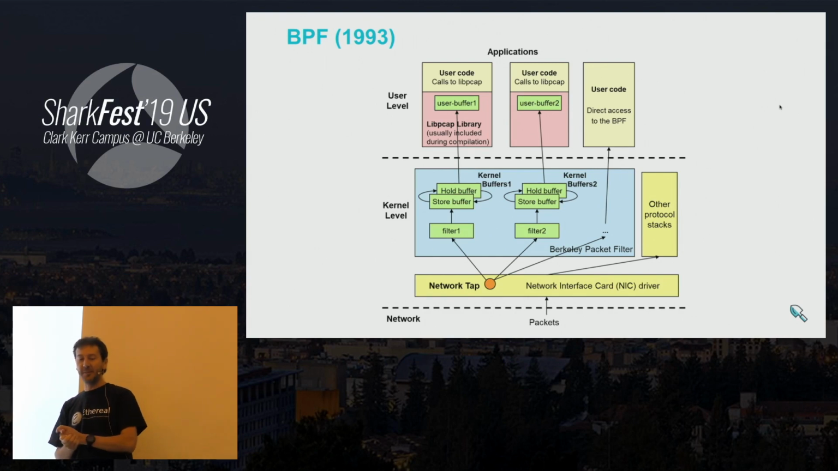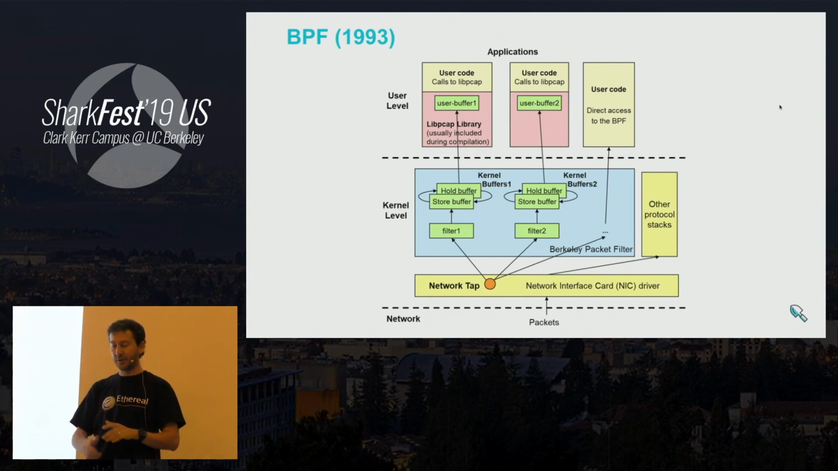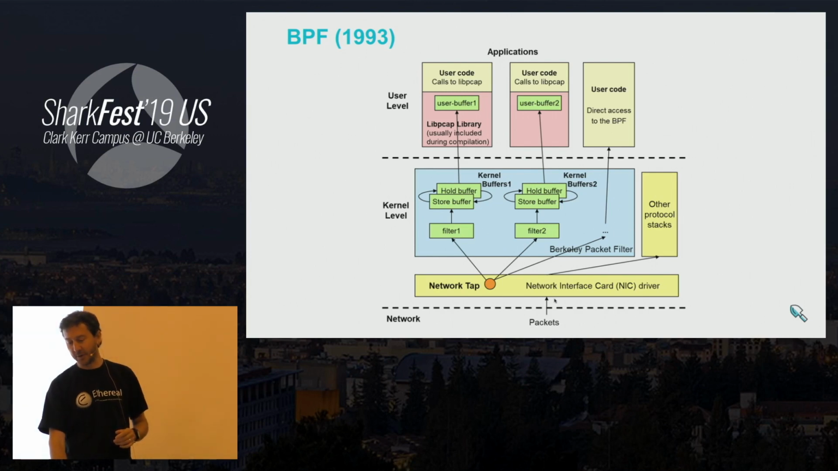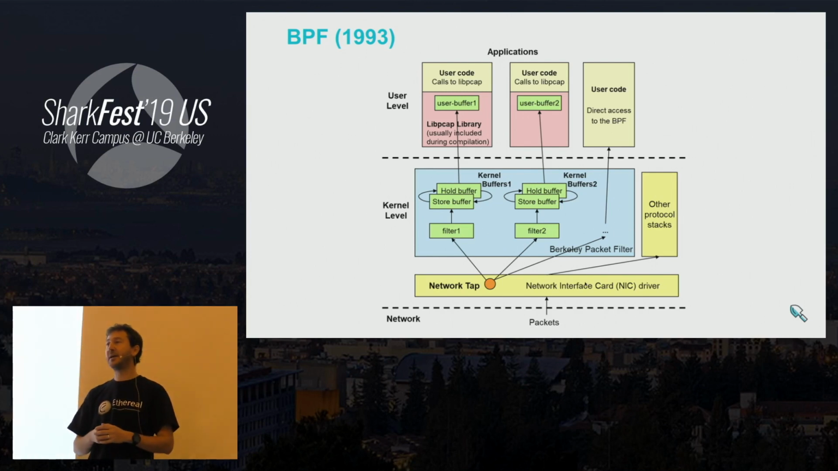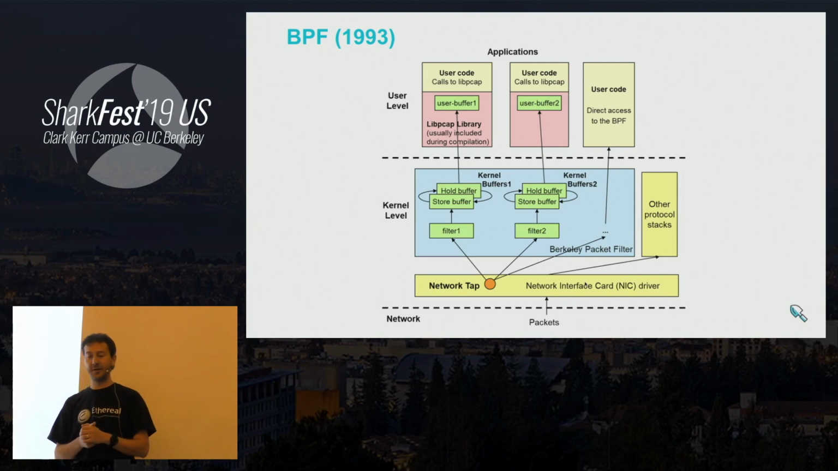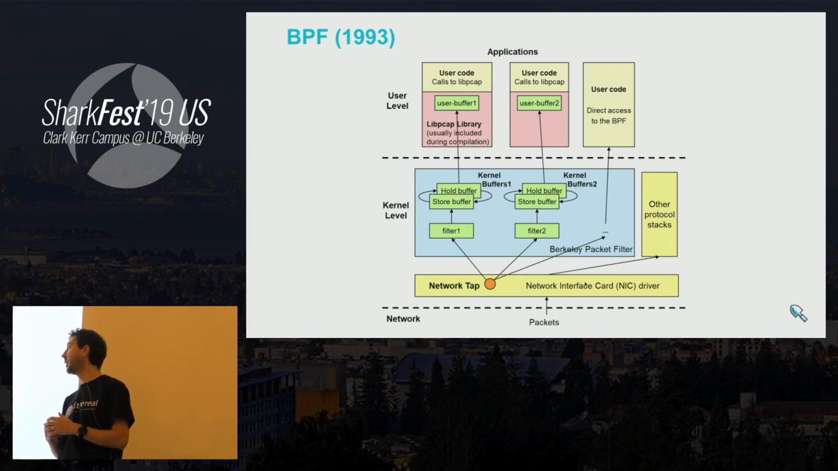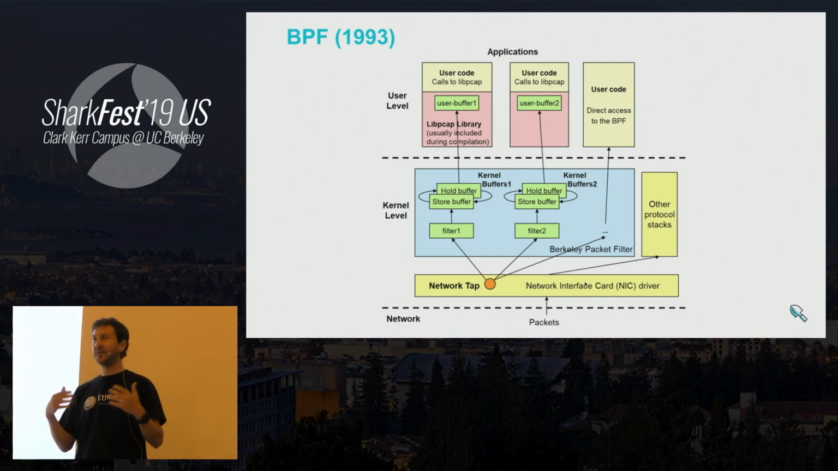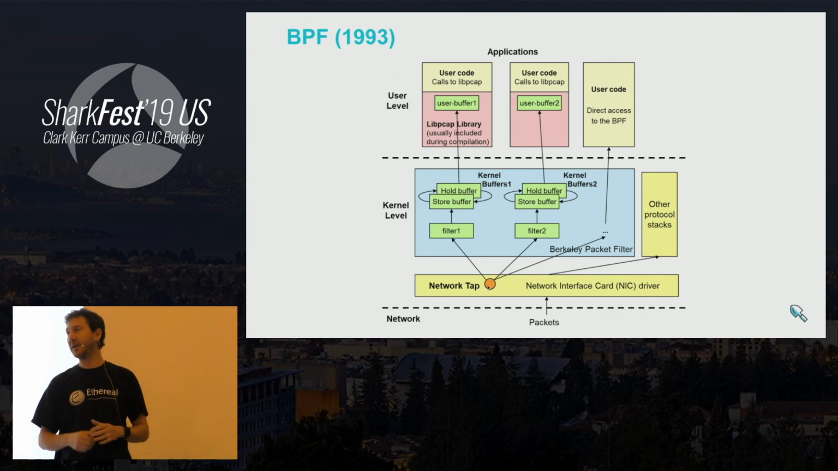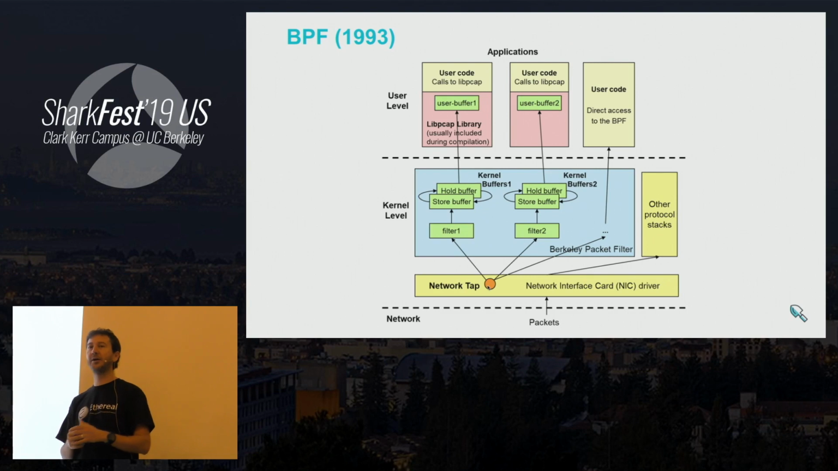The architecture described in the paper is summarized in this slide. From the bottom, there are packets coming to the network. There's typically a NIC driver, a network interface card driver. And what Steve McCanne and Van Jacobson did was, since the BSD kernel is open source, they made a modification called network tap to the network card driver to essentially be able to get a different stream of the packets.